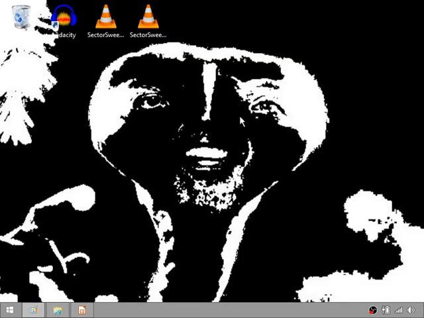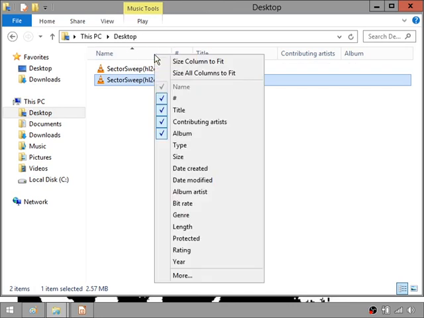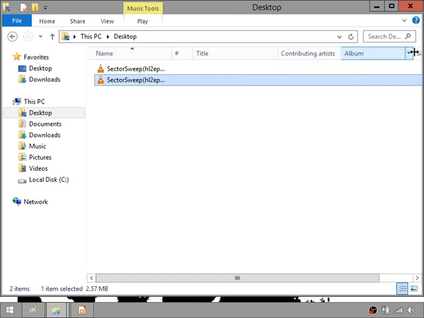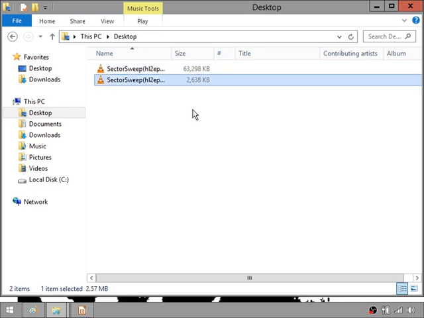But next, let's take a look at the file size difference. And there is a pretty noticeable difference in file size. So the original was coming up to 64 megabytes, whereas the file with some of the quality removed is only about 2.6 megabytes. So there's a pretty massive difference there in audio quality.